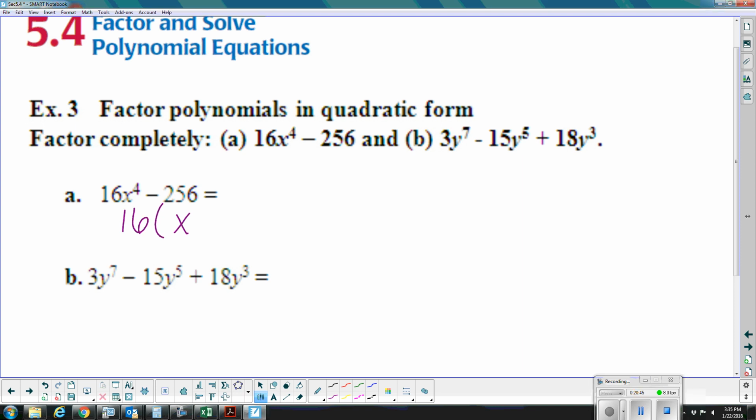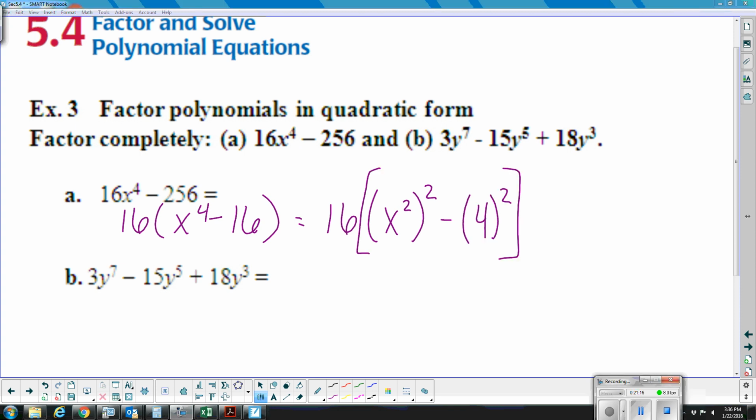So we're going to factor out 16 from both of those, and we get x to the fourth minus 16. Now we can factor x to the fourth minus 16 as our difference of two squares. So that's like 16 times x squared minus 4 squared. So 16 times the quantity x squared minus 4 squared is x to the fourth minus 16.